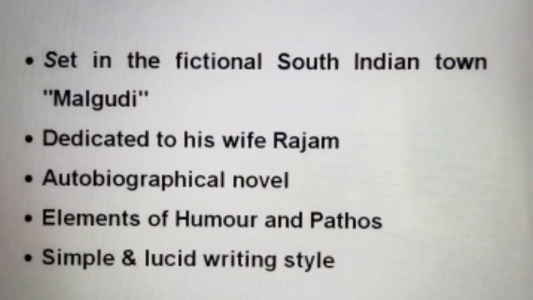The work is set in the fictional South Indian town Malgudi, and it is dedicated to his wife Rajam. The work is autobiographical. We can see so many resemblances with the life of the writer R.K. Narayan, because after the death of his wife Rajam, Narayan was very sad. So just like that, in this work, the main character really grieves over the death of his wife.